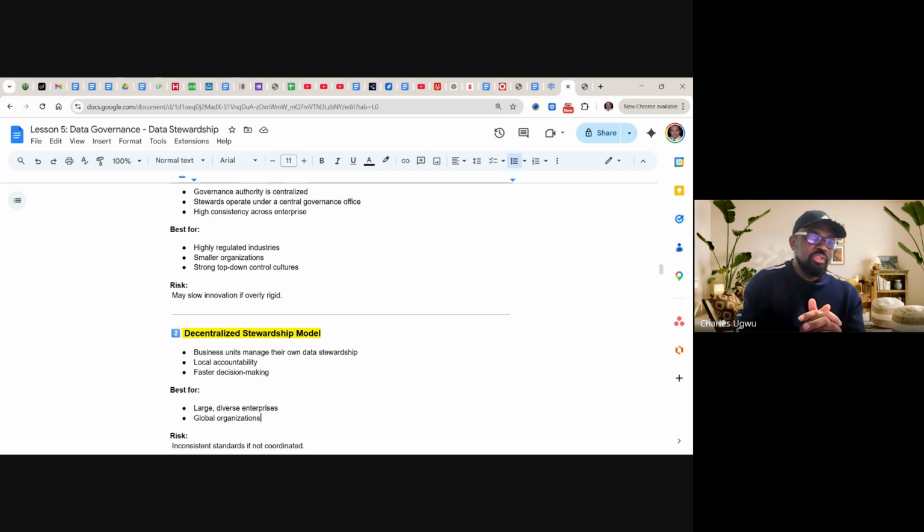Decentralized means business units manage their own data stewards, with local accountability and faster decision making. So we have data stewards across different places, not managing the data from the center. Wherever you are, you manage your data steward within your decentralized area. And it's built for large, diverse enterprises, global organizations.